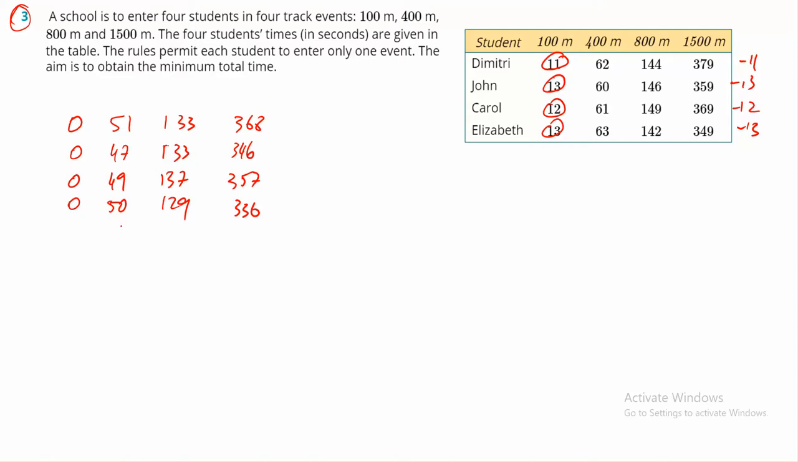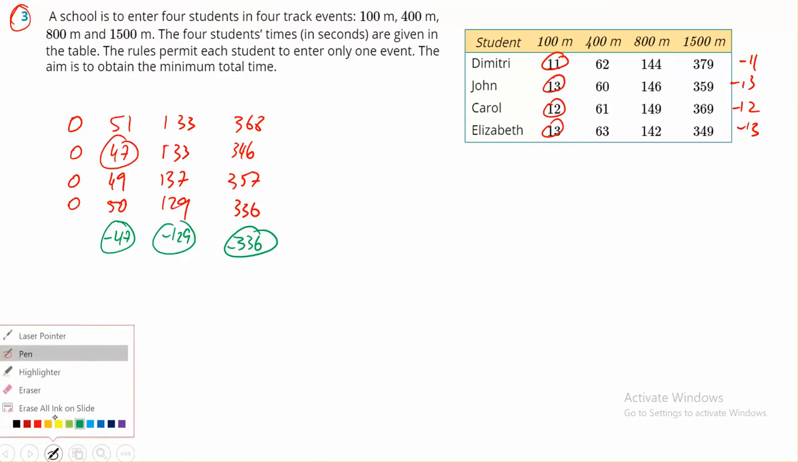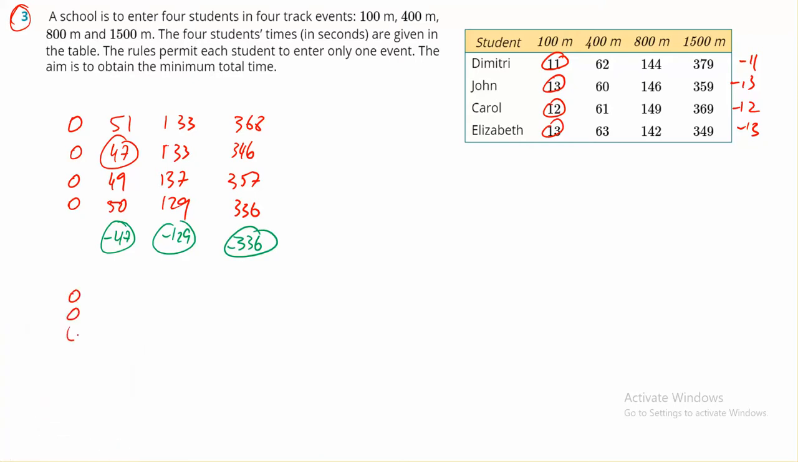So for the second column I subtract 47. I subtract 129. I subtract 336, from each of those columns. So what do we get? The zeros in the first column remain the same. If I subtract 47, I get 4.